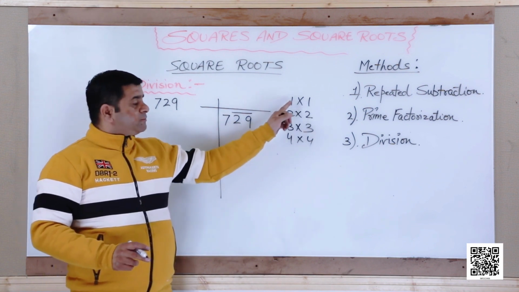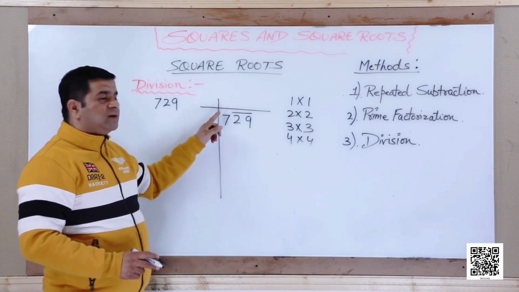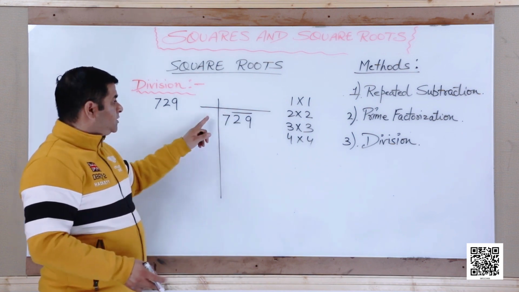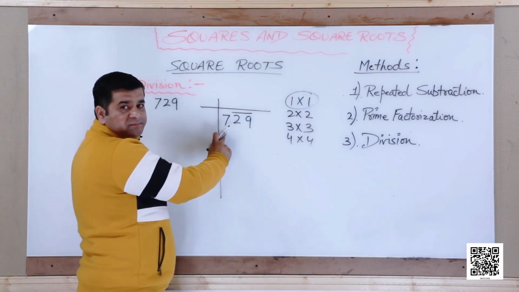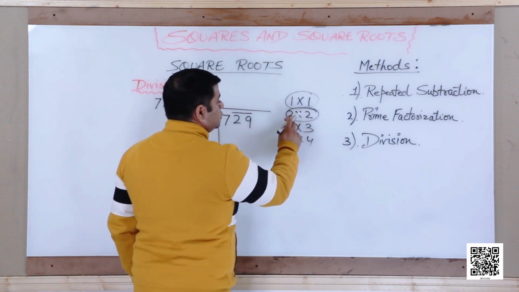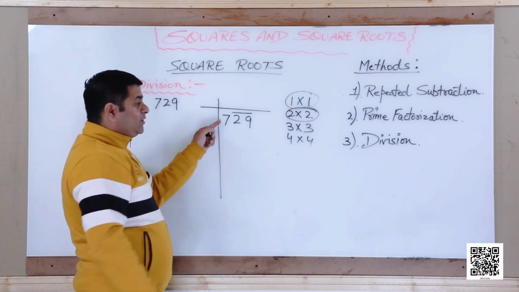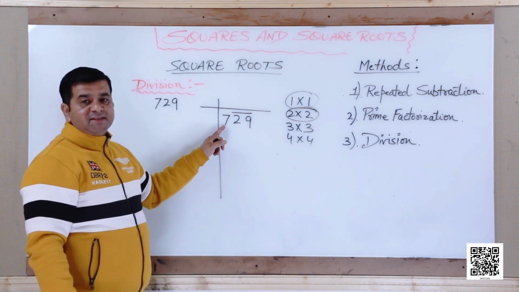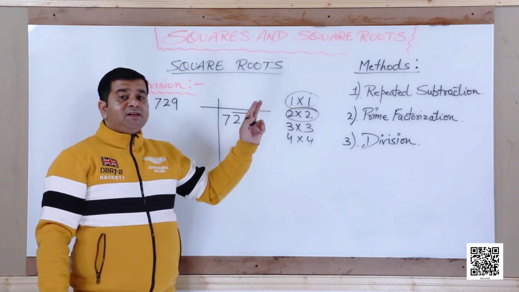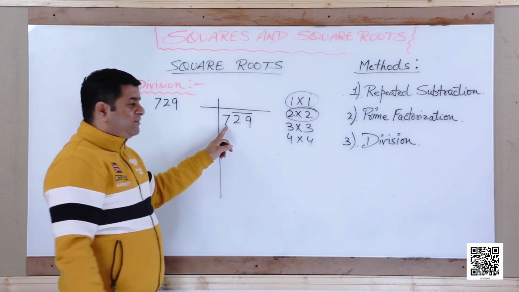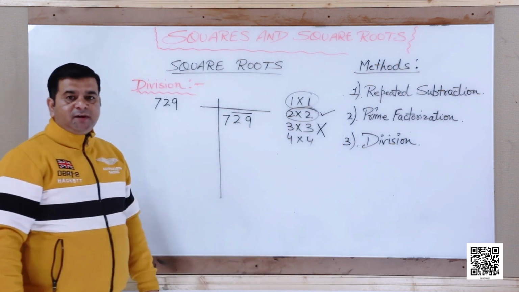And their product should be equal to or less than this number, as we do in division. Suppose we take the first pair, 1 times 1 is 1. The next pair is 2 times 2 is 4, which is less than 7. We have to be careful not to take a pair which is greater than this 7. The third pair is 3 times 3, and 3 times 3 is 9. 9 is greater than 7, so we cannot take this pair. So we'll take this pair, that is 2 times 2 is 4.